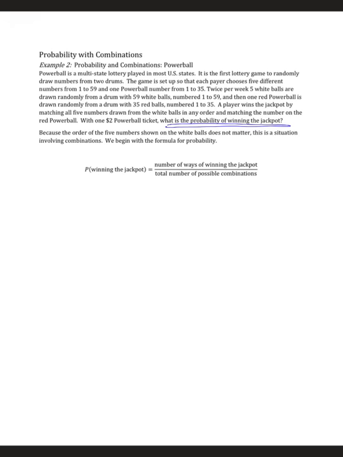So the first thing, we want to find the probability of winning the jackpot. That is the number of ways of winning the jackpot over the total. Let's talk about the numerator first. In order to win the jackpot, there is only one way: you have to have the 5 correct white balls and the 1 correct red ball. So the numerator is just one way, because there are no other possibilities.